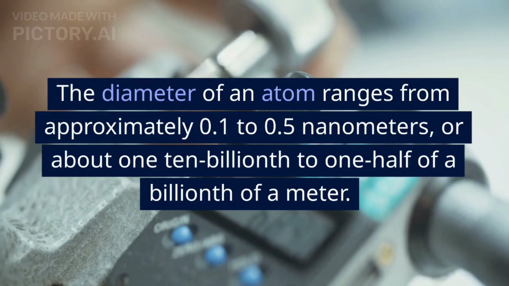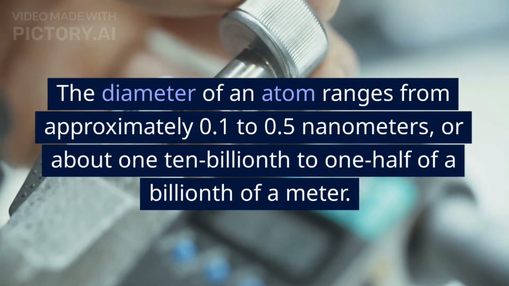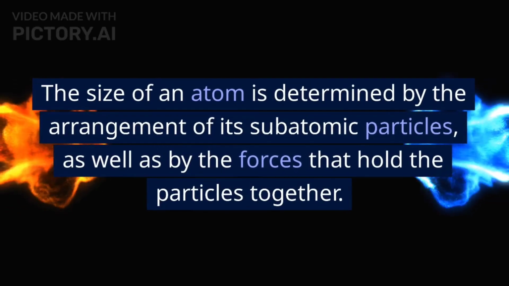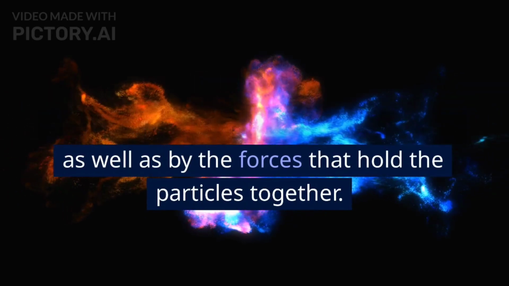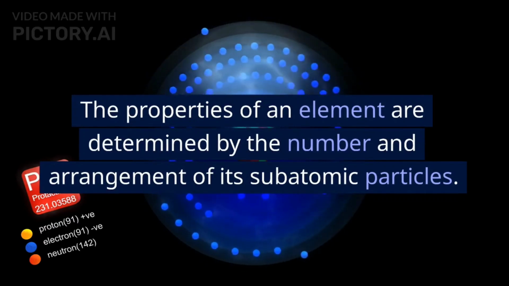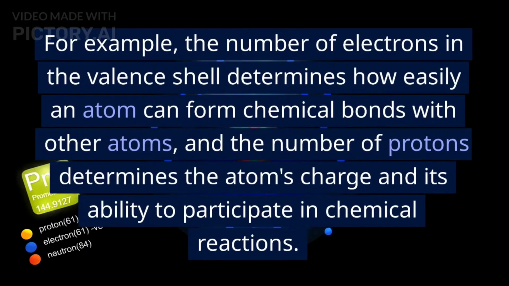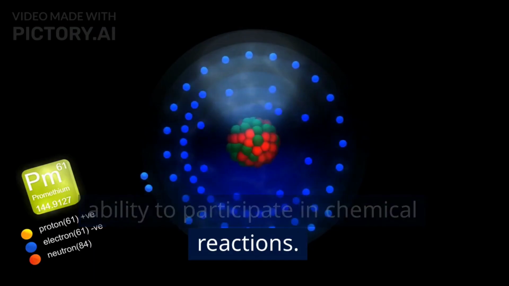The diameter of an atom ranges from approximately 0.1 to 0.5 nanometers, or about 1/10 billionth to 1/2 of a billionth of a meter. The size of an atom is determined by the arrangement of its subatomic particles, as well as by the forces that hold the particles together. The properties of an element are determined by the number and arrangement of its subatomic particles. For example, the number of electrons in the valence shell determines how easily an atom can form chemical bonds with other atoms, and the number of protons determines the atom's charge and its ability to participate in chemical reactions.